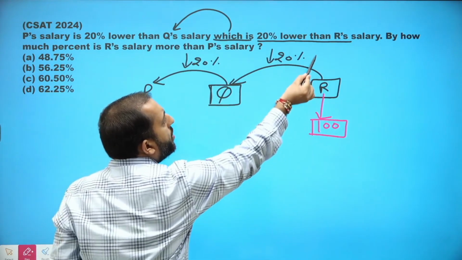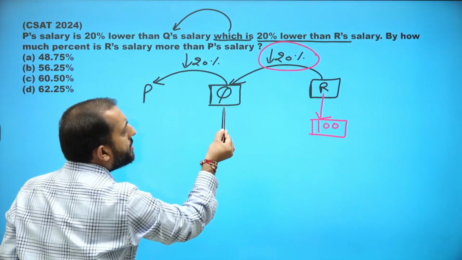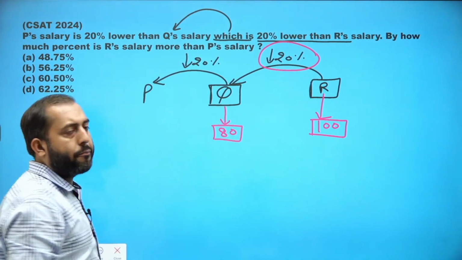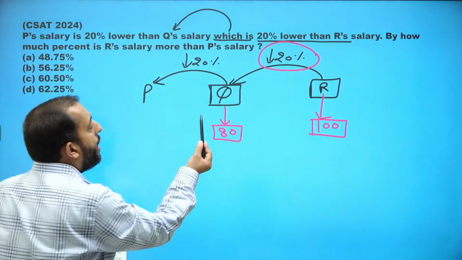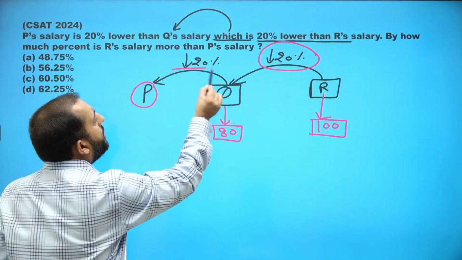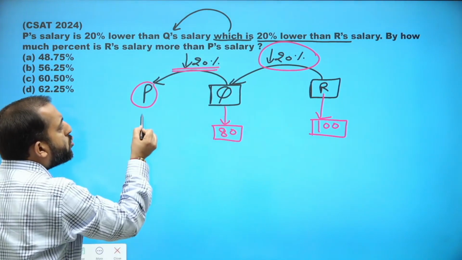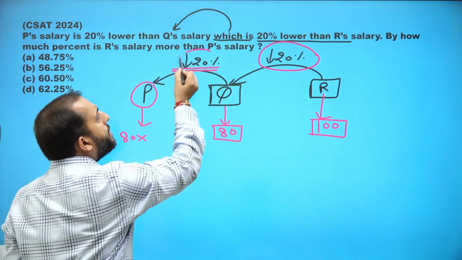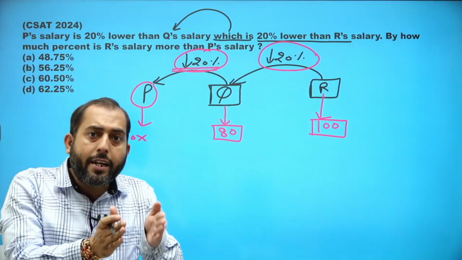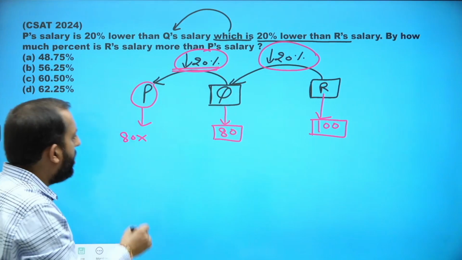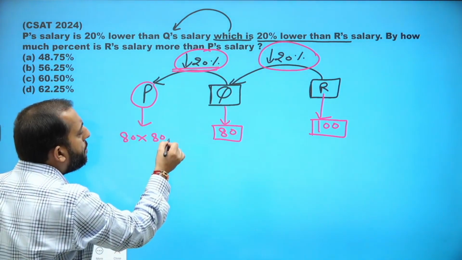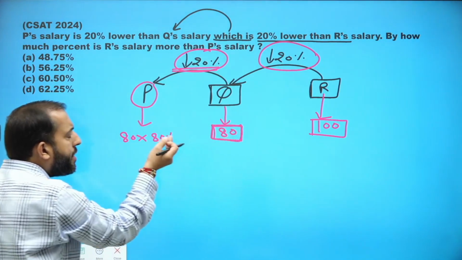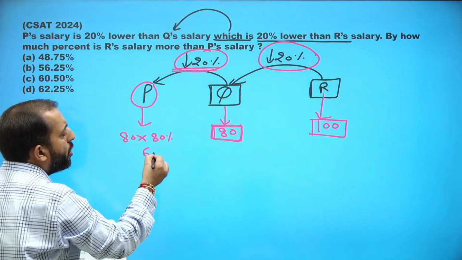So what is 20% less than 100? 20% less than 100 is 80. So salary of Q will become 80. Now, salary of P is 20% less than 80. So what is 20% less than 80? 20% less means 100 minus 20. So salary of P should be 80% of salary of Q, meaning 80% of 80, which comes out to be equal to 64.